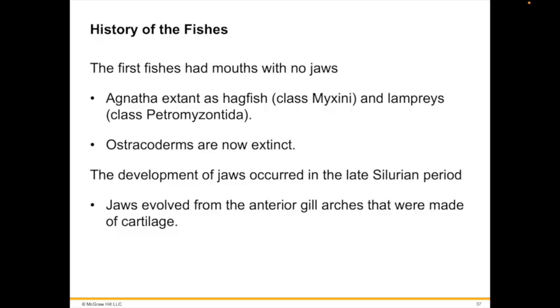A fundamentally important evolutionary advance that occurred in the late Silurian period was the development of jaws. Jaws evolved from gill arches, which in jawless fishes were cartilaginous struts used to reinforce tissue between gill slits to hold the slits open. This transformation was not as radical as it might have first appeared.